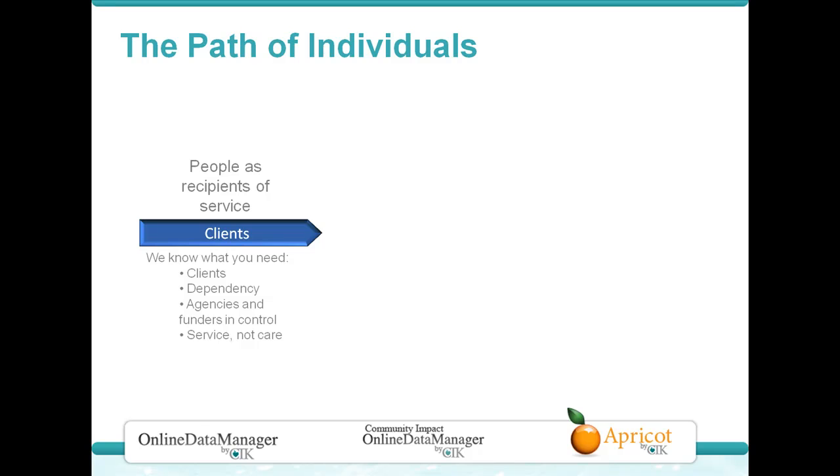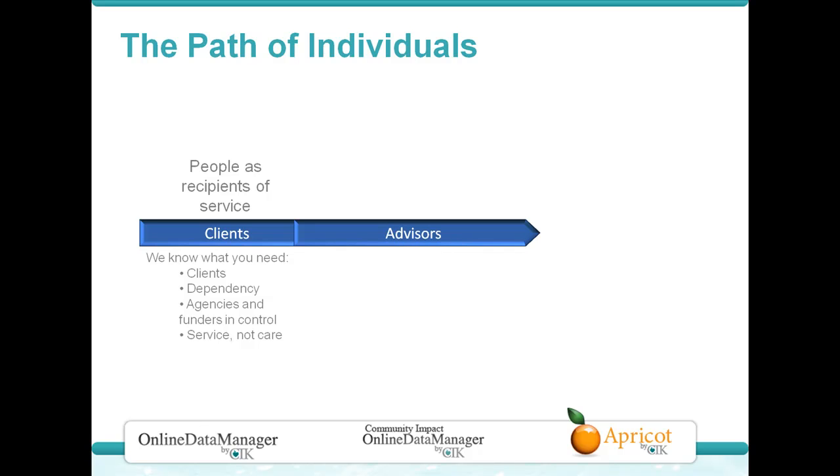And the way we think about that is there are three roles that people can play, and they're all important and critical roles. The first one is a client, a patient, a student, people as recipients of service. And when they are a recipient of service, the professional knows what they need. So it is about clients' dependency, the agencies and funders in control, and it is about service, not care.